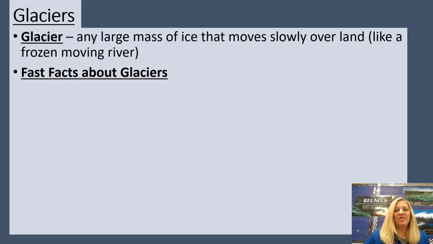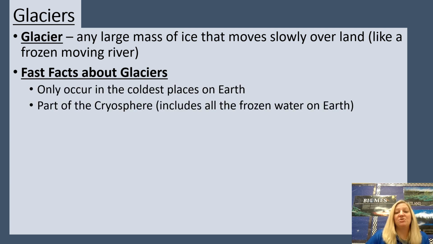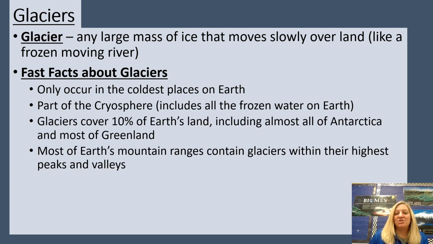So glaciers. Glaciers are large masses of ice that move slowly over land. It's like a large frozen moving river. And some facts about glaciers. Glaciers only occur where it's cold, and anywhere they are moving towards that's warm, they will begin to melt. So all water on Earth is part of the hydrosphere, but if it's frozen, it's part of what's called the cryosphere. Glaciers cover 10% of Earth's land and almost all of Antarctica and most of Greenland. If they reach the ocean, they break off and they're called icebergs.